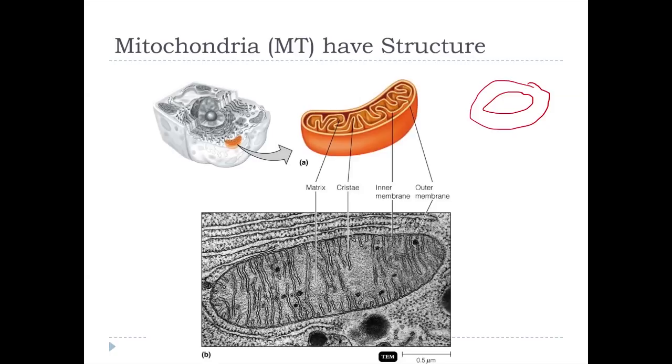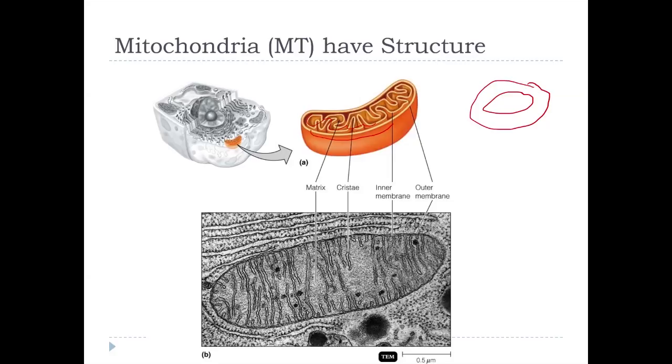And I draw it just like that because I can't draw all the wiggles. But here you can see in a more detailed picture the outer mitochondrial membrane and the inner mitochondrial membrane. And even in this scanning electron microscope, you can kind of see that there is an outer membrane here, and that this is a second layer. This is the inner mitochondrial membrane.